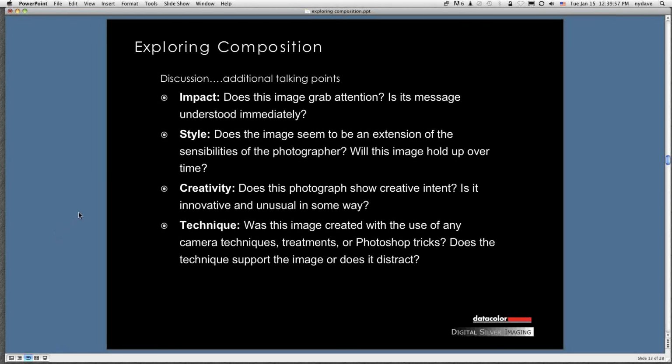And technique. Was the image created with any use of any camera techniques or treatments or Photoshop so-called tricks? And does that technique support the image or does it distract? There are times, and I think we've all had this experience.